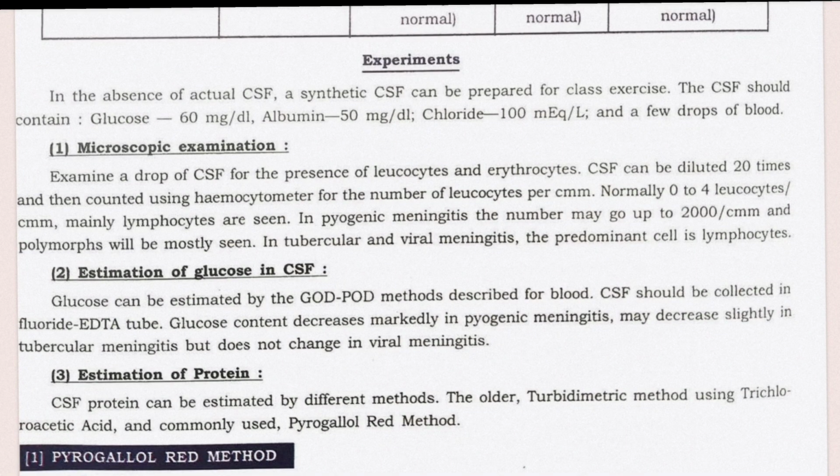Microscopic examination: examine a drop of CSF for the presence of leukocytes and erythrocytes. CSF can be diluted 20 times and then counted using a hemocytometer for the number of leukocytes per cubic centimeter. Normally 0 to 4 leukocytes per cubic centimeter, mainly lymphocytes. In pyogenic meningitis, the number may go up to 2000 per cubic centimeter, and polymorphs will be mostly seen. In tubercular and viral meningitis, the predominant cells are lymphocytes.